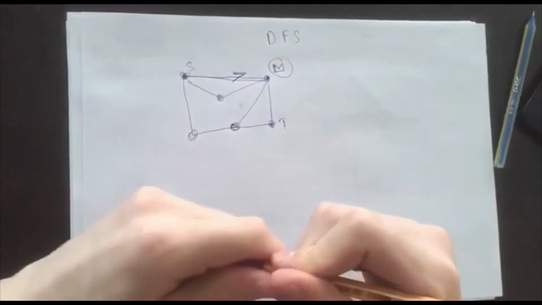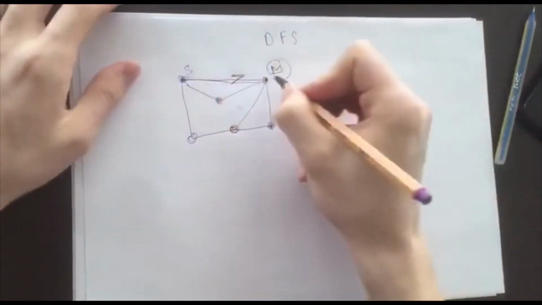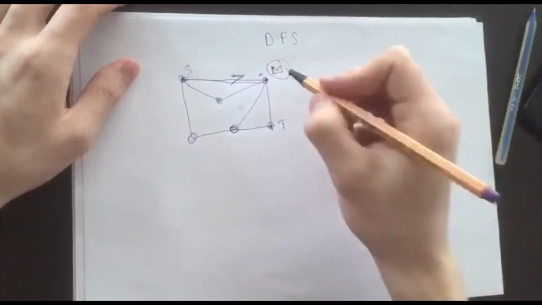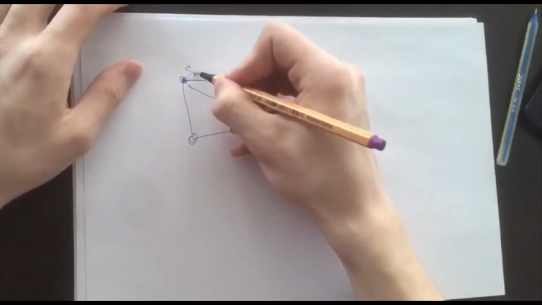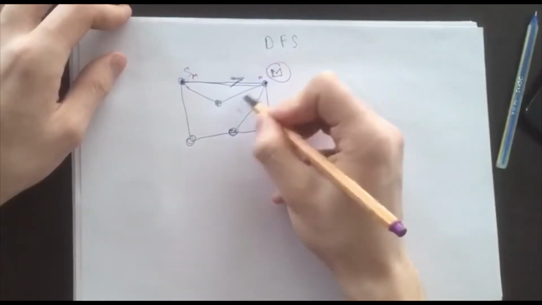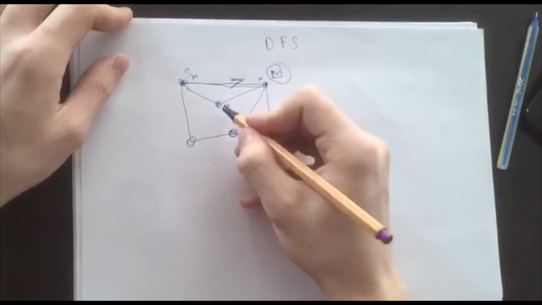Okay, we came to here and we mark this vertex. It's also marked. Its source vertex is also marked. And we have three options. We take the first one. We are going to here. We are here.